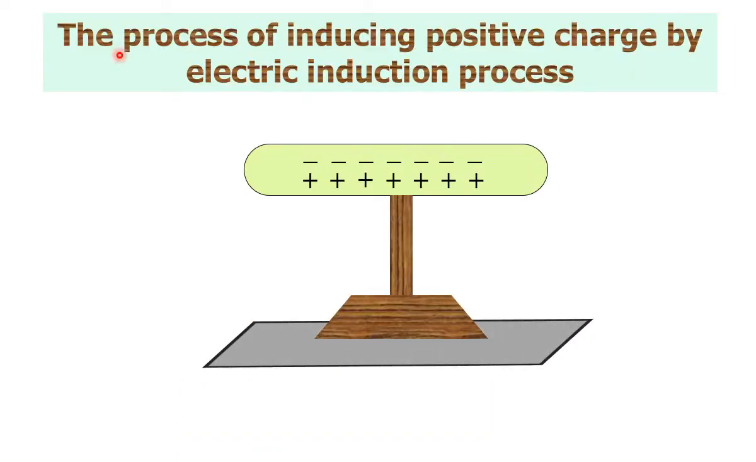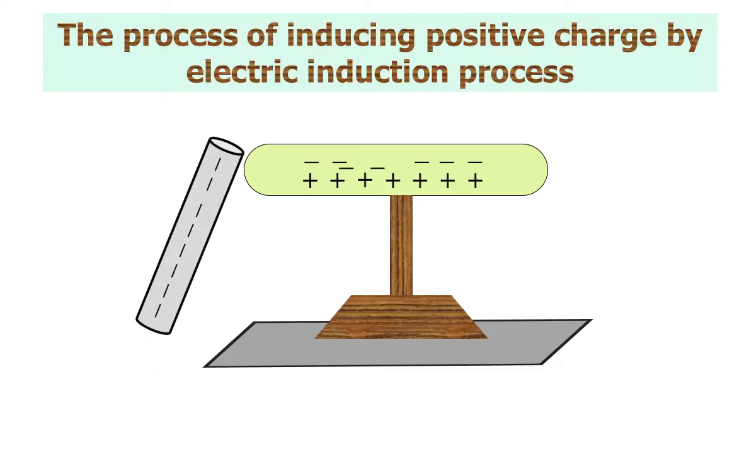Now the process of inducing a positively charged body by the electric induction process. Here you can see a neutral body which has both positive and negative charge in a balanced condition, and we have to make the neutral body positively charged. How? Let us talk about it.